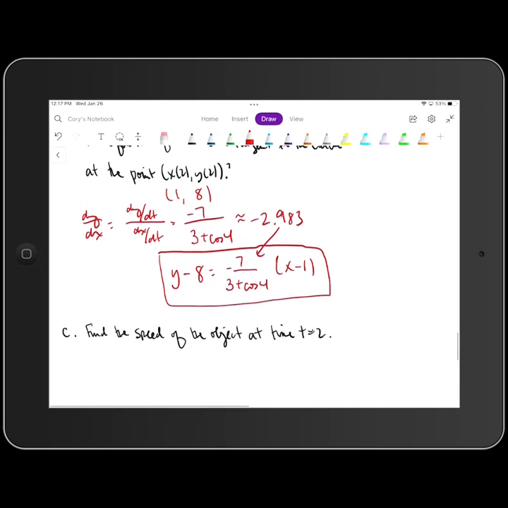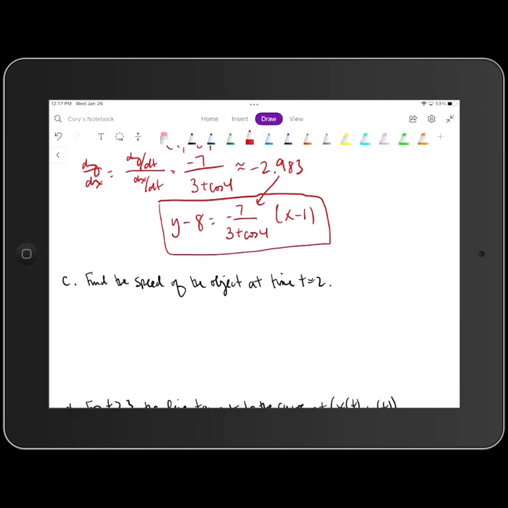Okay, on to part C. For part C, we want to find the speed of the object at time t is equal to 2. So again, speed is the norm of the velocity vector at time t is equal to 2. So that's going to be equal to the square root of x prime of 2 squared plus y prime of 2 squared.